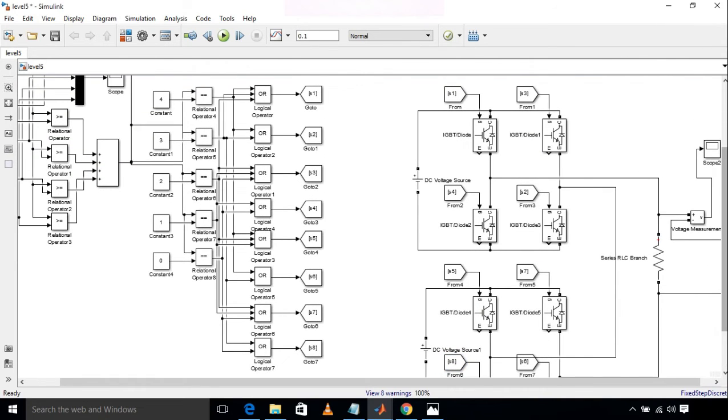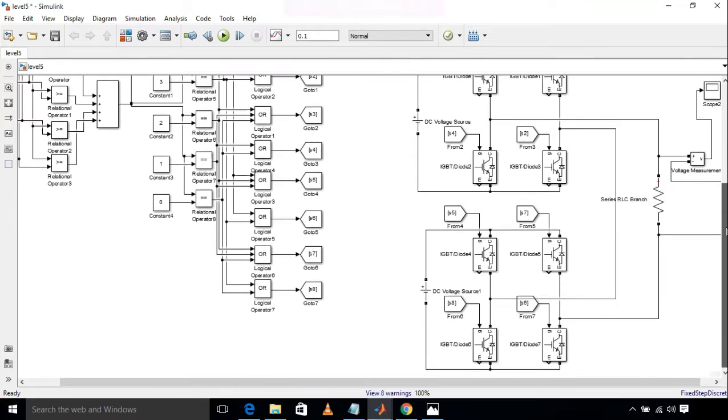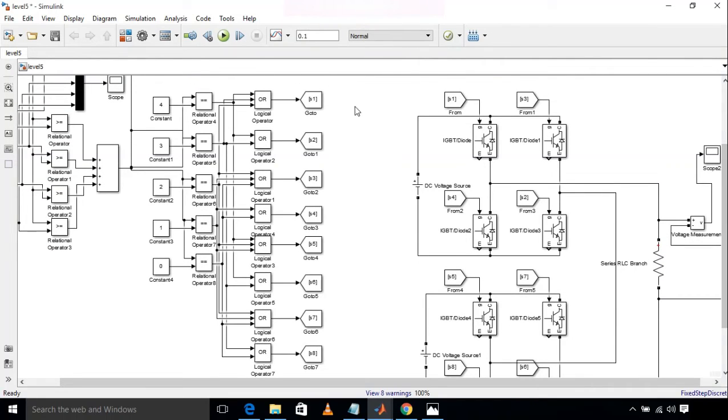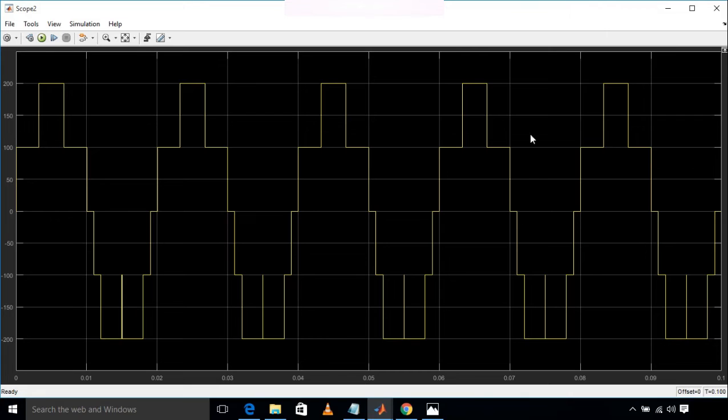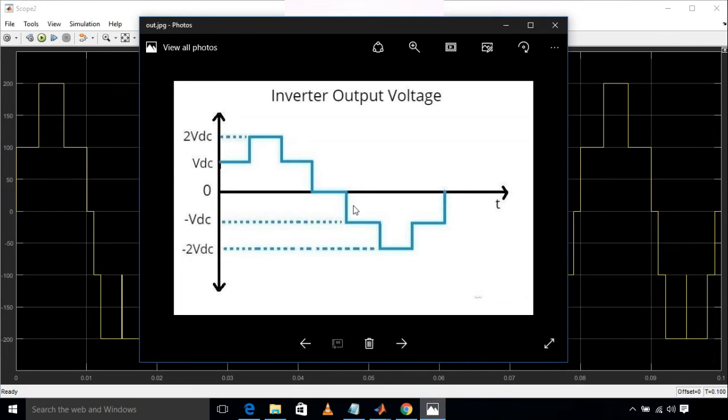So you can see our cascaded H-bridge circuit is just completed. So now run the simulation and see the output voltage waveform. So you can see this is our output voltage waveform and a 5-level output voltage is generated. Our main motive is to generate this 5-level voltage: 2 VDC, VDC, 0, minus VDC and minus 2 VDC.